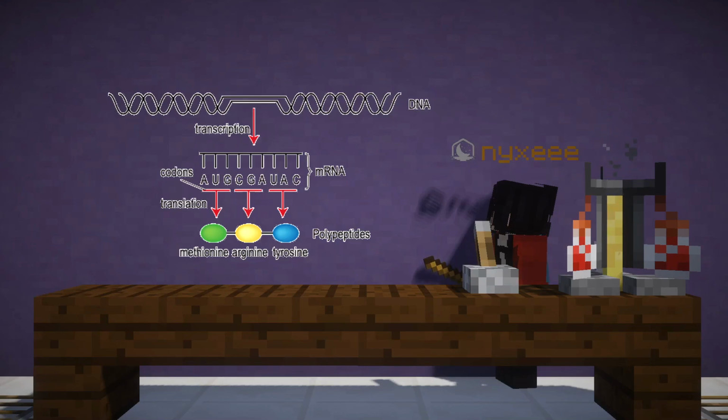For example, the AUG codon base sequence, adenine, uracil, and guanine, on mRNA is the code for the amino acid methionine. The 3 base sequence in DNA is transcribed into mRNA codons, which are then translated into the amino acid sequence to form a single polypeptide chain.